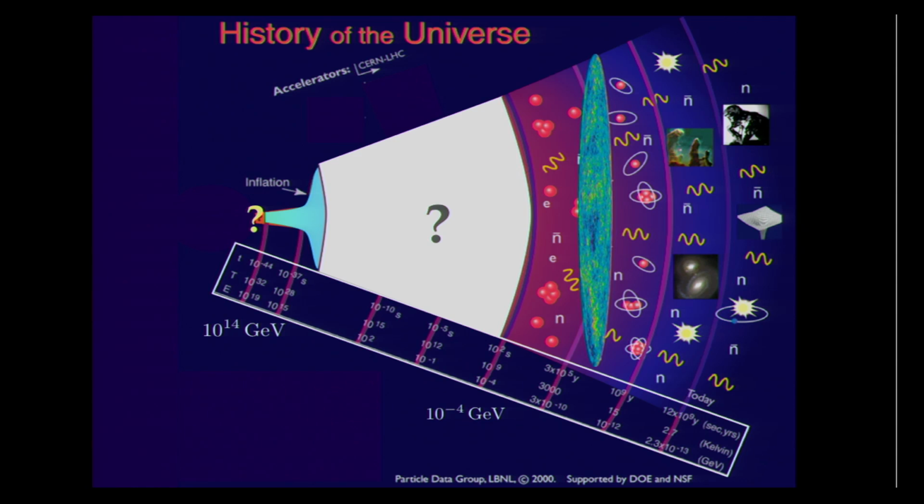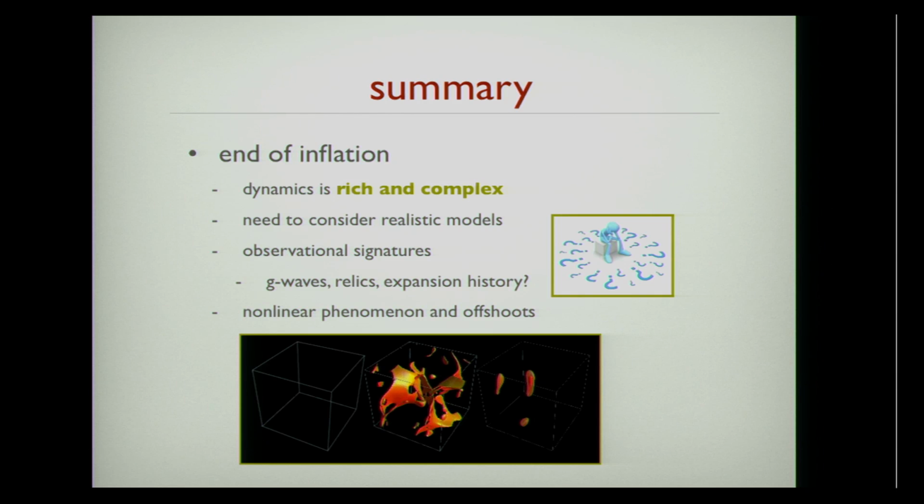Okay. So just before I summarize, remember we started, there's a huge range in energies where we don't know what's going on in the universe. I've just told you a little bit about the kinds of things that can happen at this very early stage. There's a lot that's unknown. And so I'll end with my summary here.